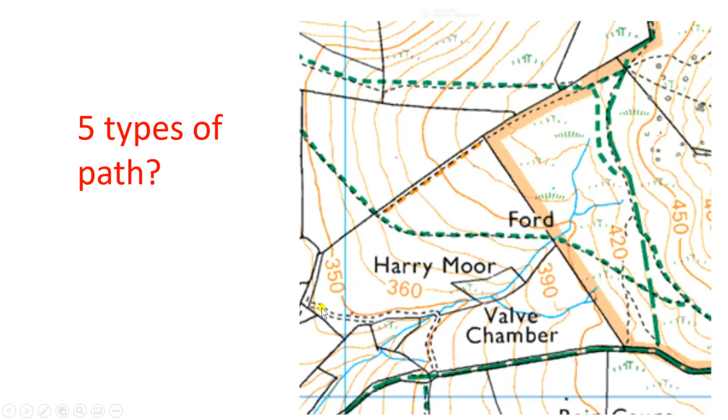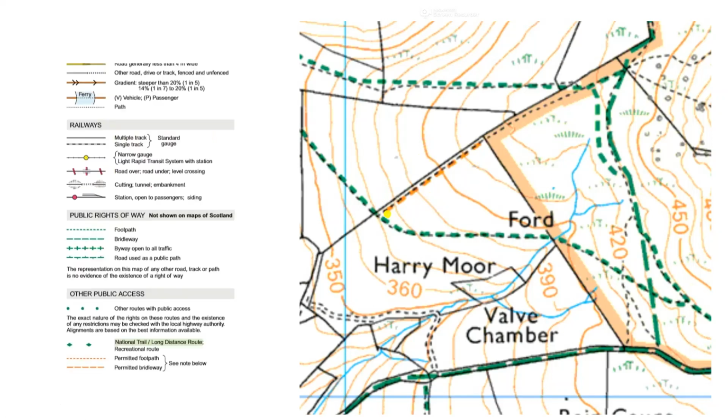And then we've got this double dashed line, which is a track or a driveway. Again, it's not a public right of way. And then the final one, less common, is this orange dashed line, which is a permitted footpath. So the landowner is allowing some use, not overall use all year round.